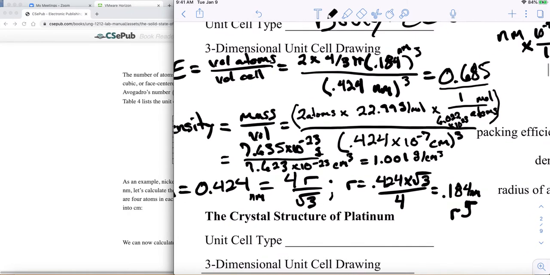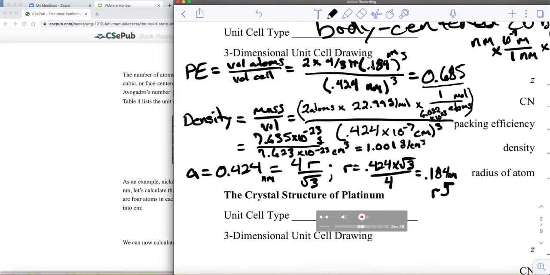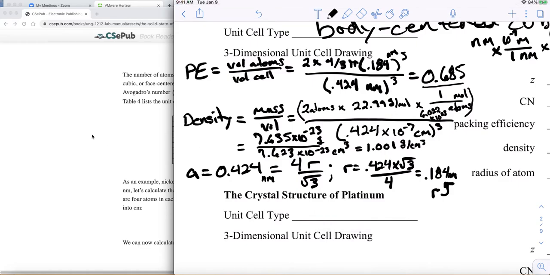All right, but that is how we get to our density. Like I said, the radius we actually already found. We showed that for the packing efficiency part to be able to have our R value, and that's kind of what our calculations are going to look like.